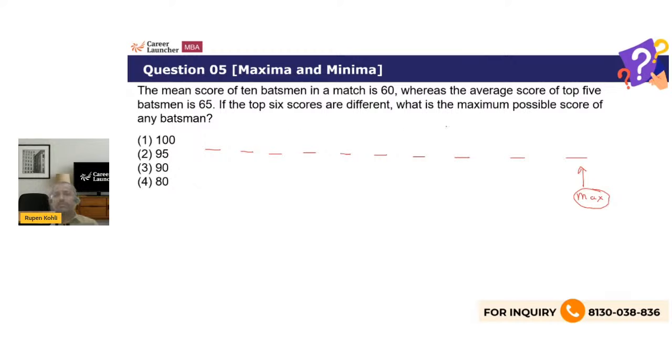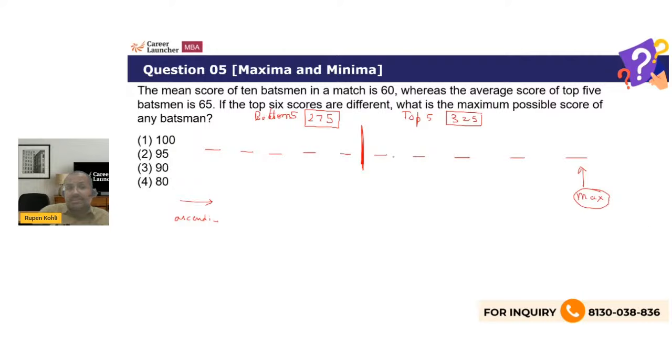Now the scores are segregated into parts: the top 5 and the bottom 5. I'm going in ascending order of scores. These are the bottom 5 scores and these are the top 5 scores. The top 5 scores add up to 65 into 5, 325. Since 600 is the sum of all the scores, 275, the balance, goes to the bottom 5. We have to maximize this, so the objective is to minimize all the other scores.